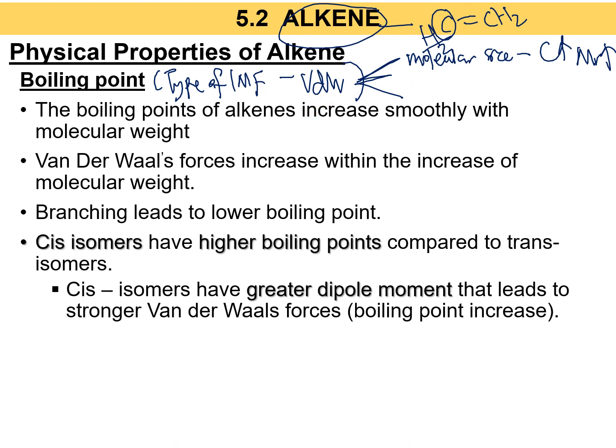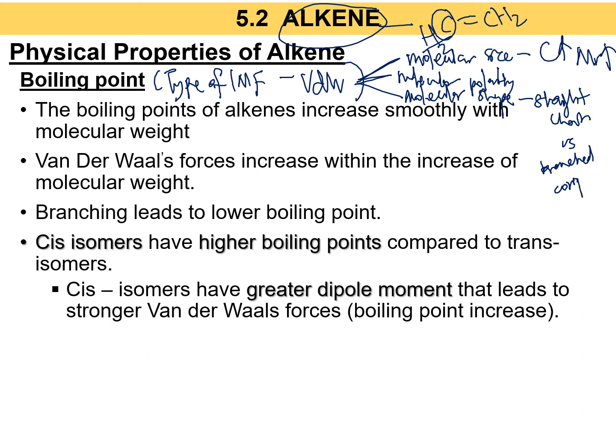Next is about the molecular polarity. For example, if in your alkene or alkane there is something polar, like this C double bond CH2, what if I replace this H with F? Then it will cause the organic compound to have polarity there, because F is more electronegative than C. And lastly is about the molecular shape. It prefers a straight chain over a branch, because a branch is more compact. When it is more compact, its van der Waals forces are lower. So it prefers a straight chain.